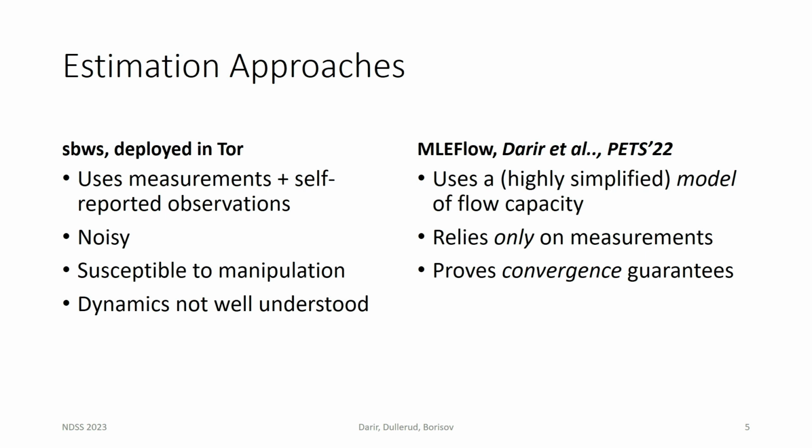So in previous work that we published in PETS last year, we tried to model what's going on here. And we came up with a really simple model of how capacity estimation works. And then we built a maximum likelihood estimator based on this model. And this model relies only on measurements. We do not use the self-reported data. And we were able to prove some convergence results. So I'm going to quickly recap that model for you and then talk about what we're doing in the present work.